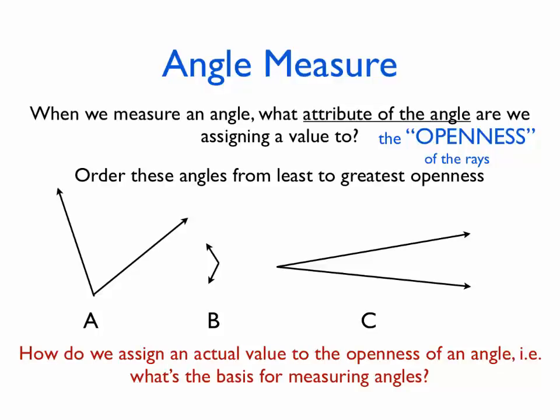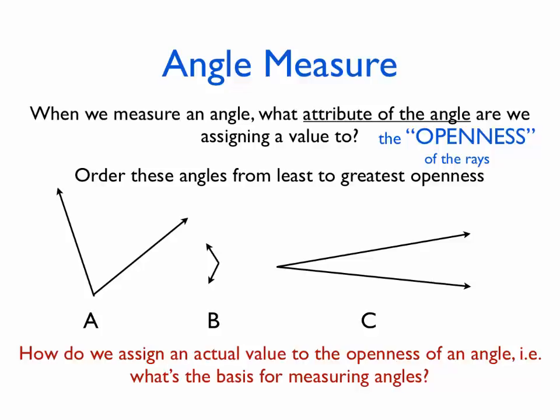Okay, and so now the next question: how do we assign a value to the openness? How do we put a number on this? What's our basis for measuring angles? So degrees is still just a unit. It's not really the basis for measuring openness. It's just a unit that we use. So we really want to get at the heart of what is the basis for measuring angles.